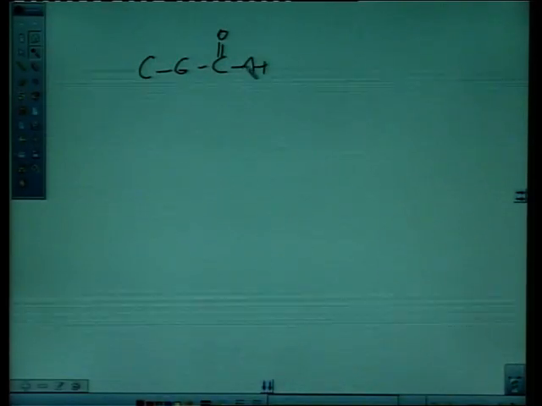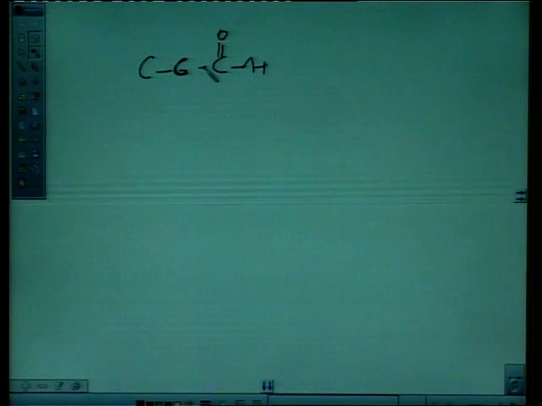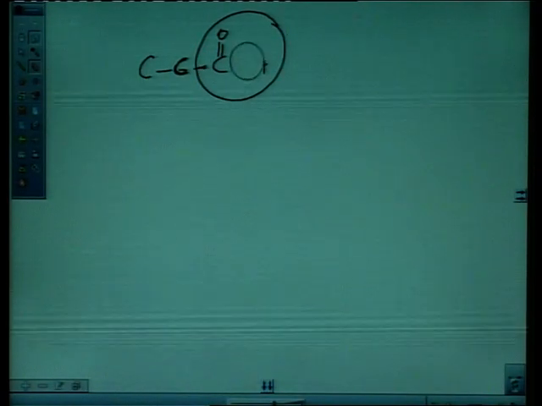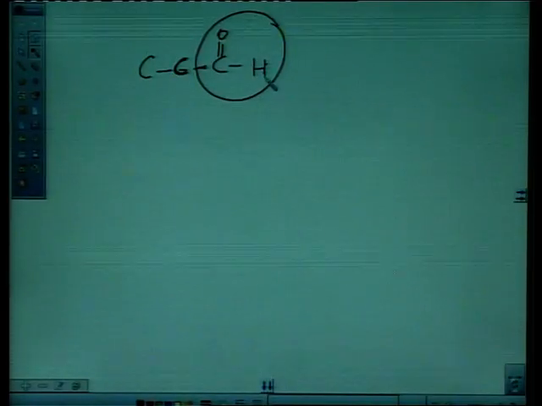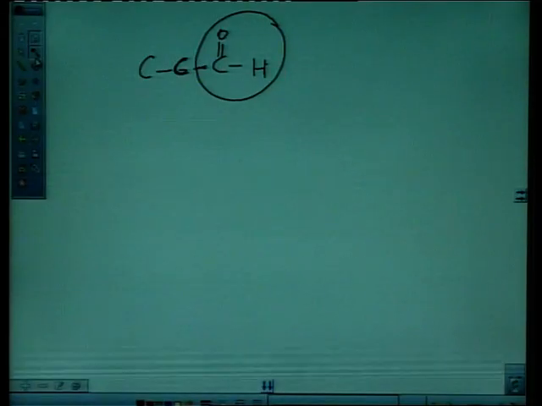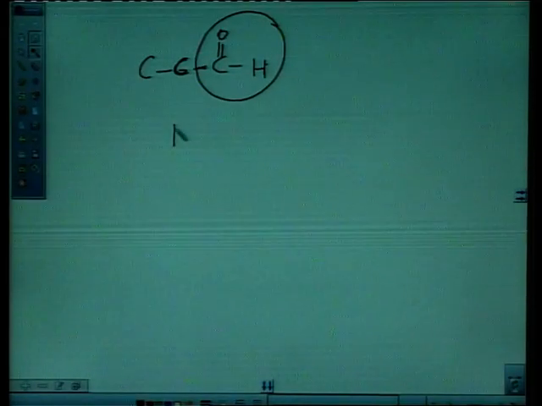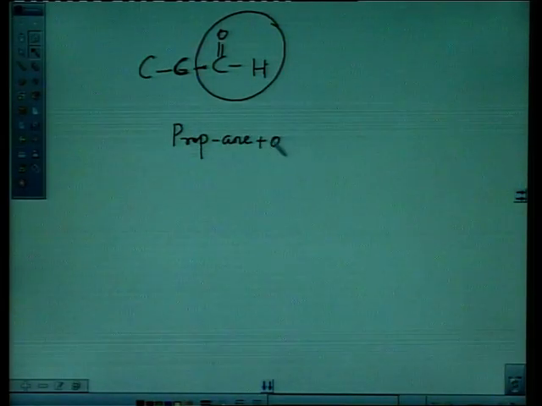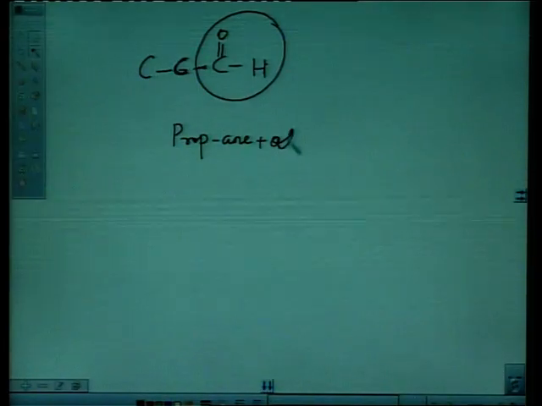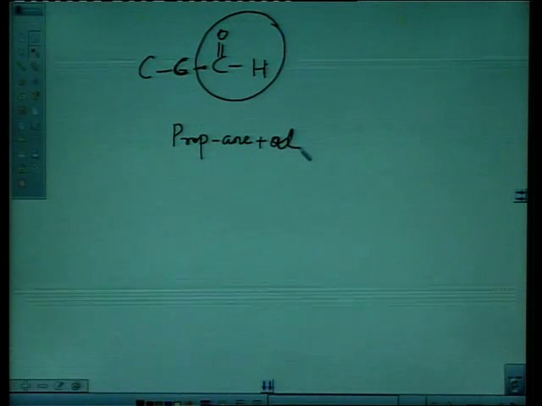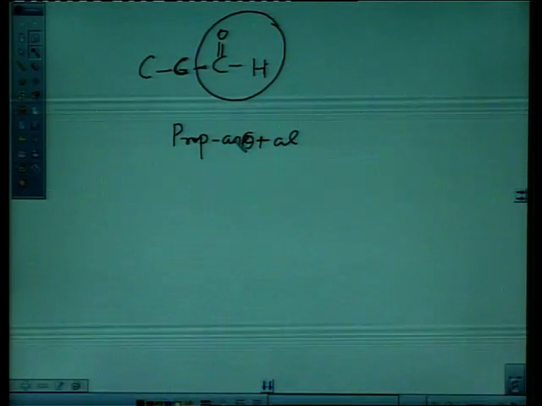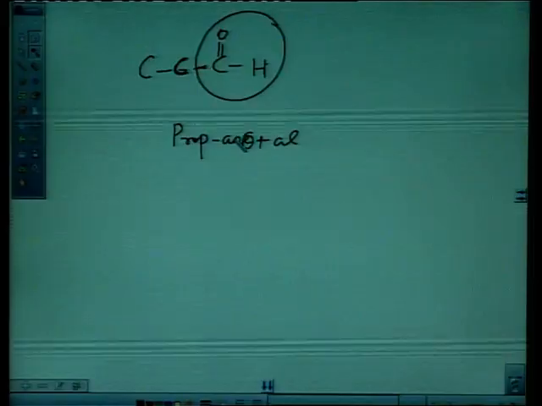So here the functional group is aldehyde. This is the aldehyde group. The name for 3 carbon is prop plus ane plus ol. Propanol. So the e of ane is omitted and the name is made propanol.